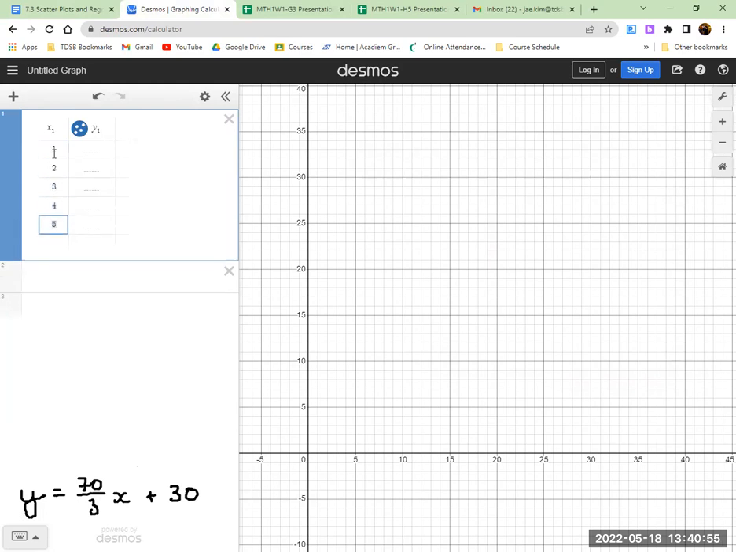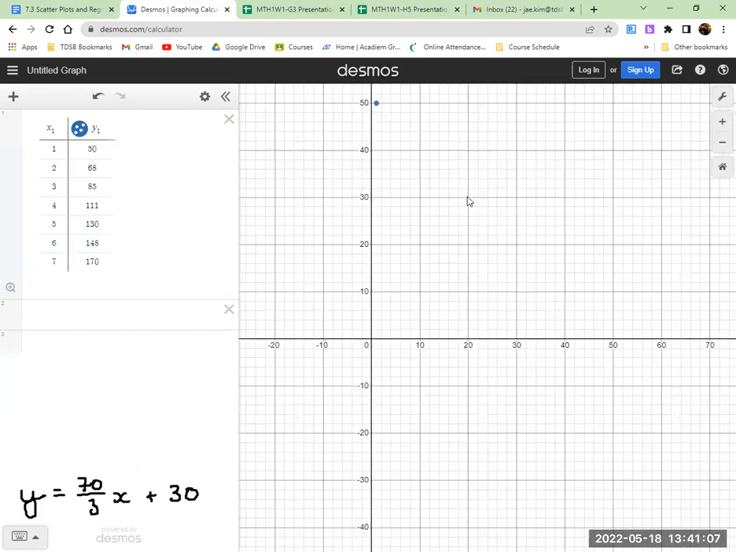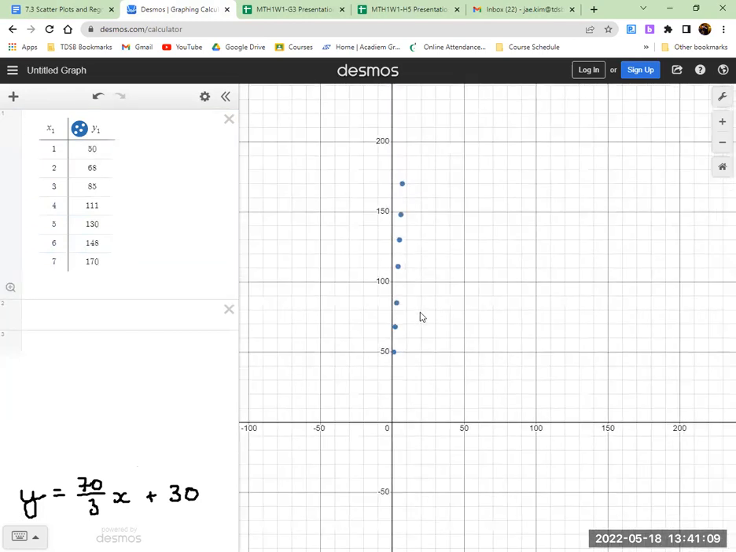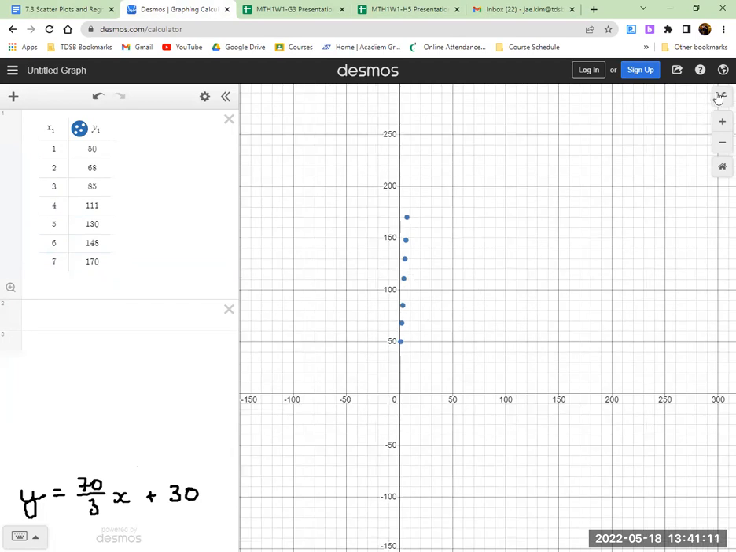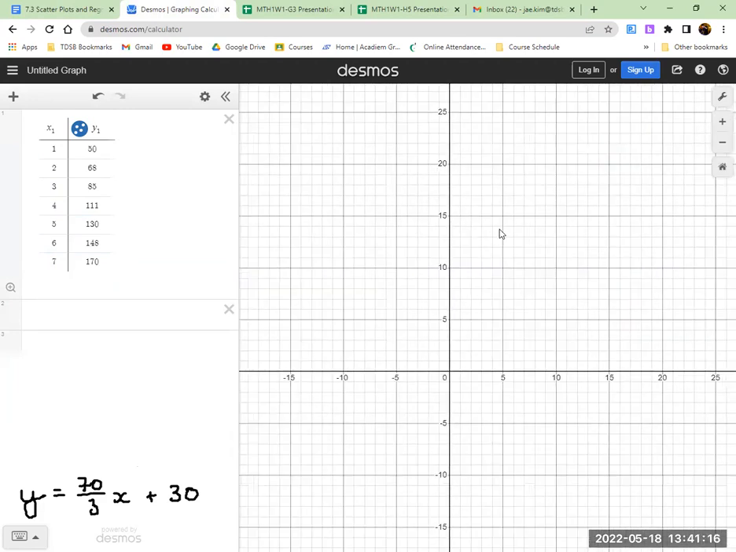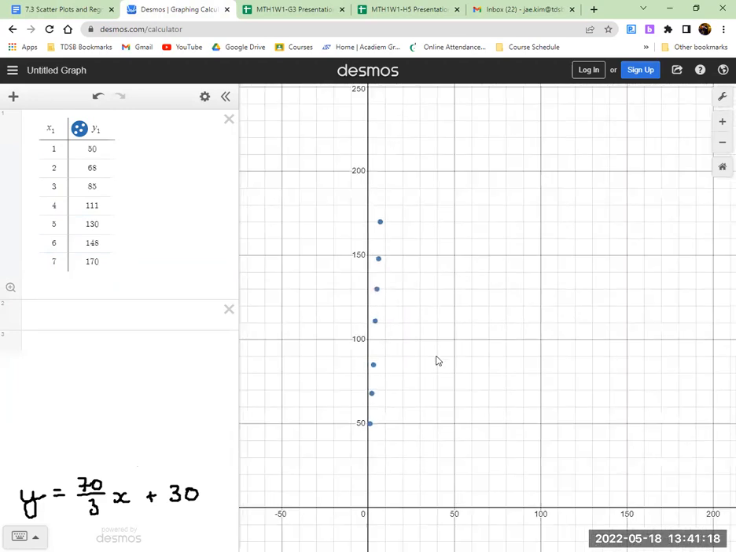1, 2, 3, 4, 5, 6, 7 bands. 50, 68, 85, 111, 130, 148, and 170. Okay, zoom out, zoom out, zoom out. Oh, that doesn't look very pretty. Let's see if I could fix it. Nope, still doesn't look pretty.